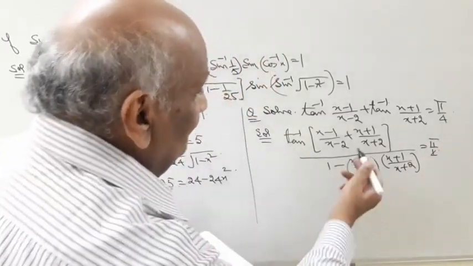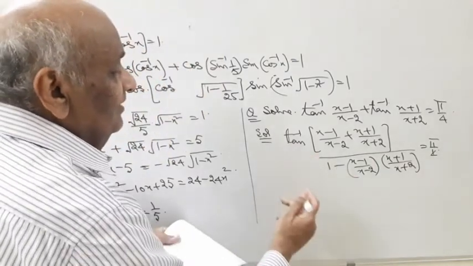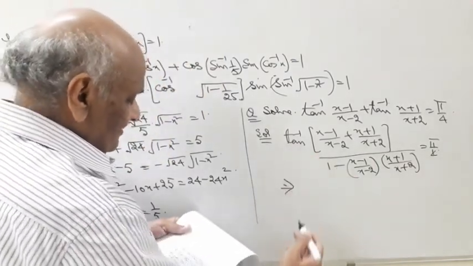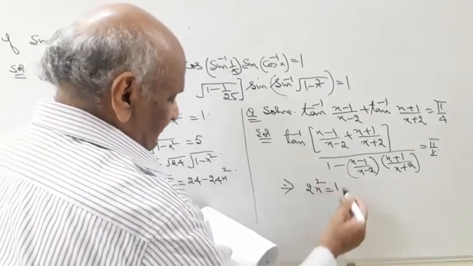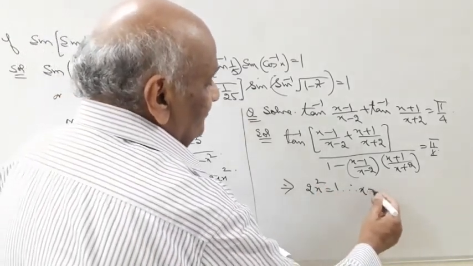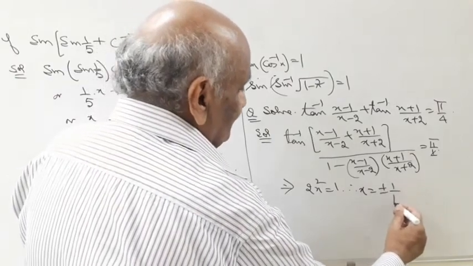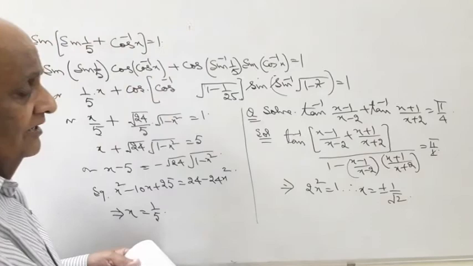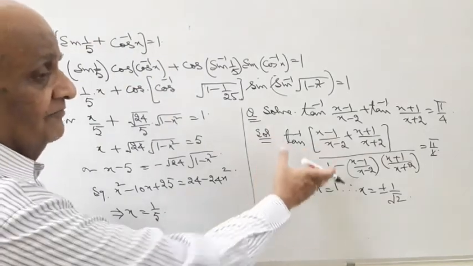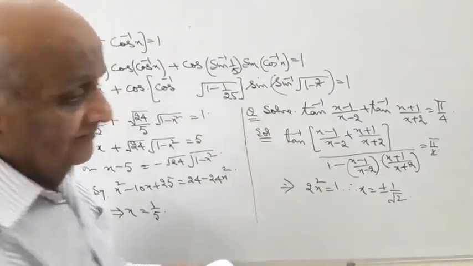And when you simplify this, we get here, this implies we have 2x square is equal to 1. Therefore, x becomes equal to plus minus 1 upon under root of 2. I think it is okay. You will check after simplifications. Yes. Now another problem to solve.